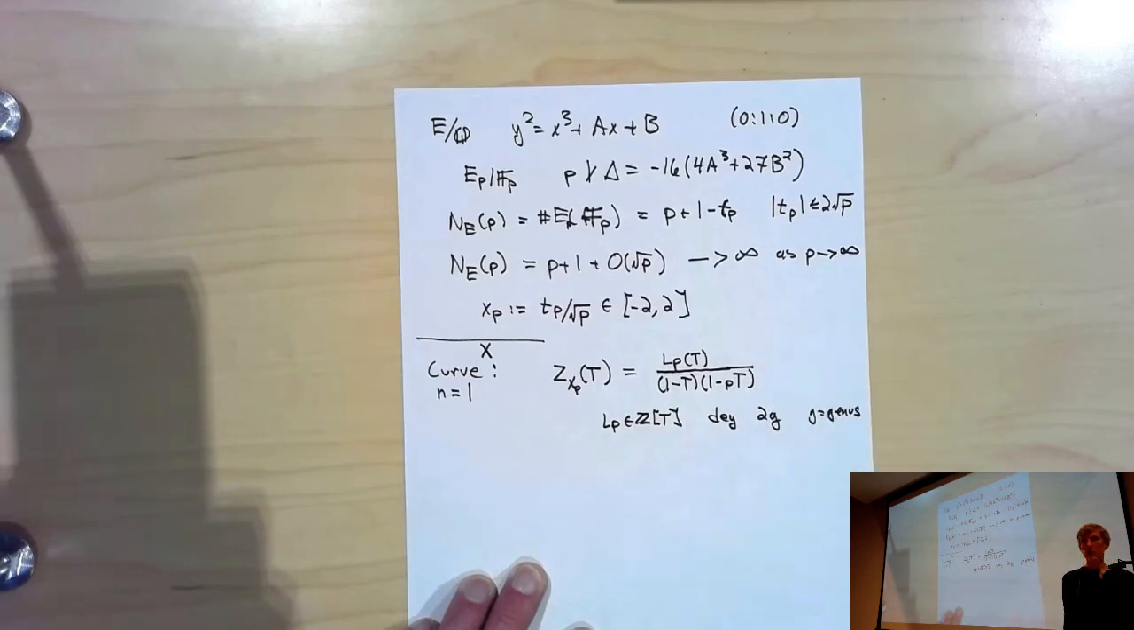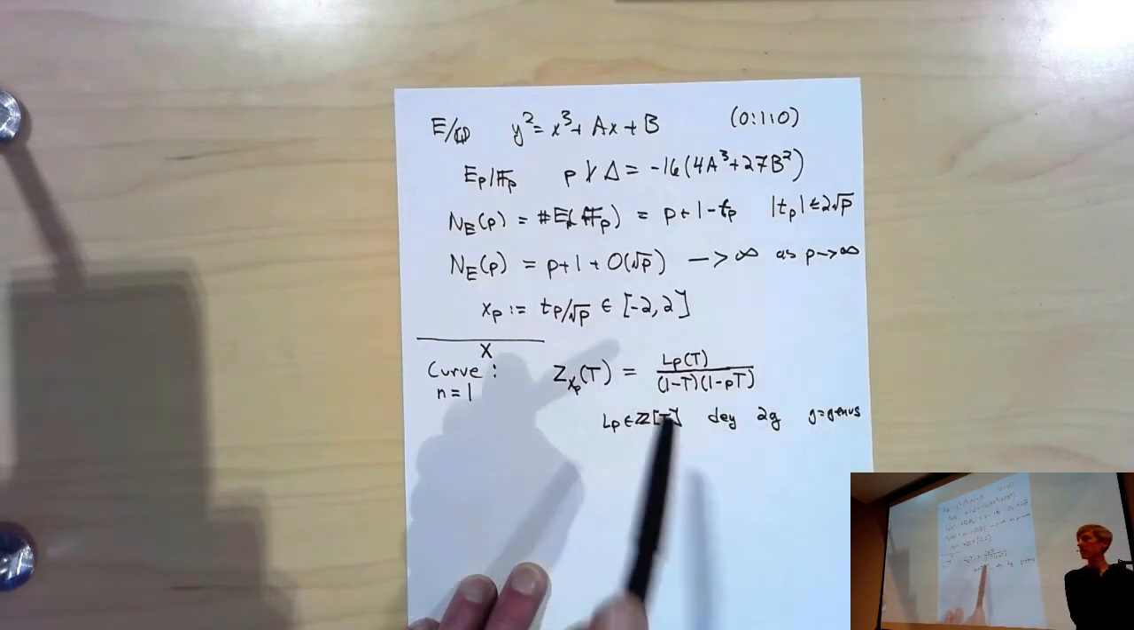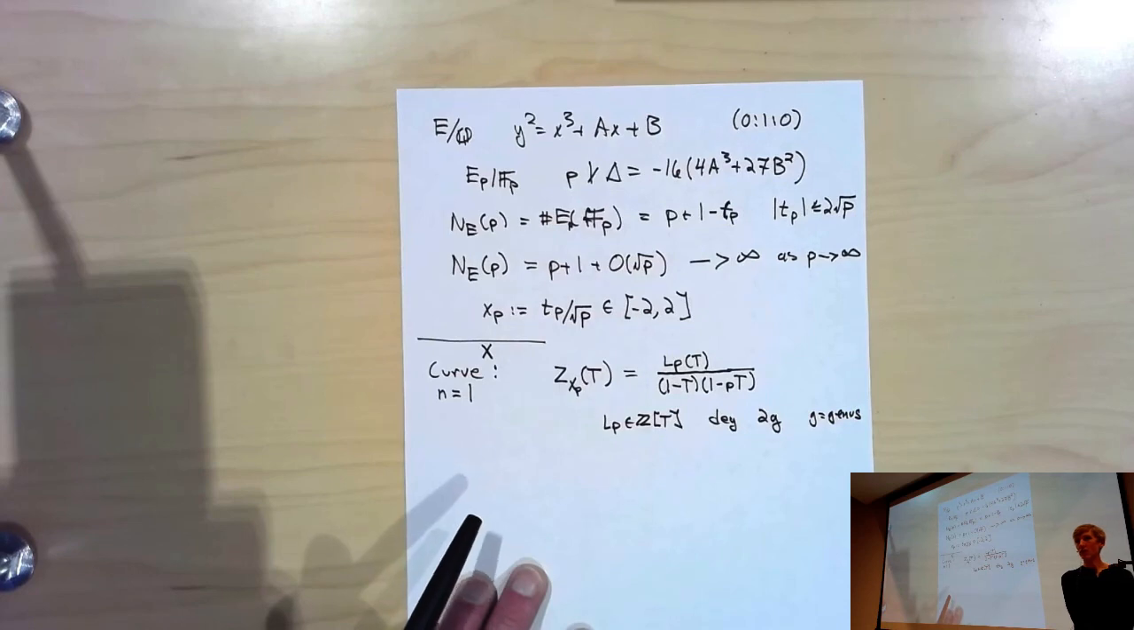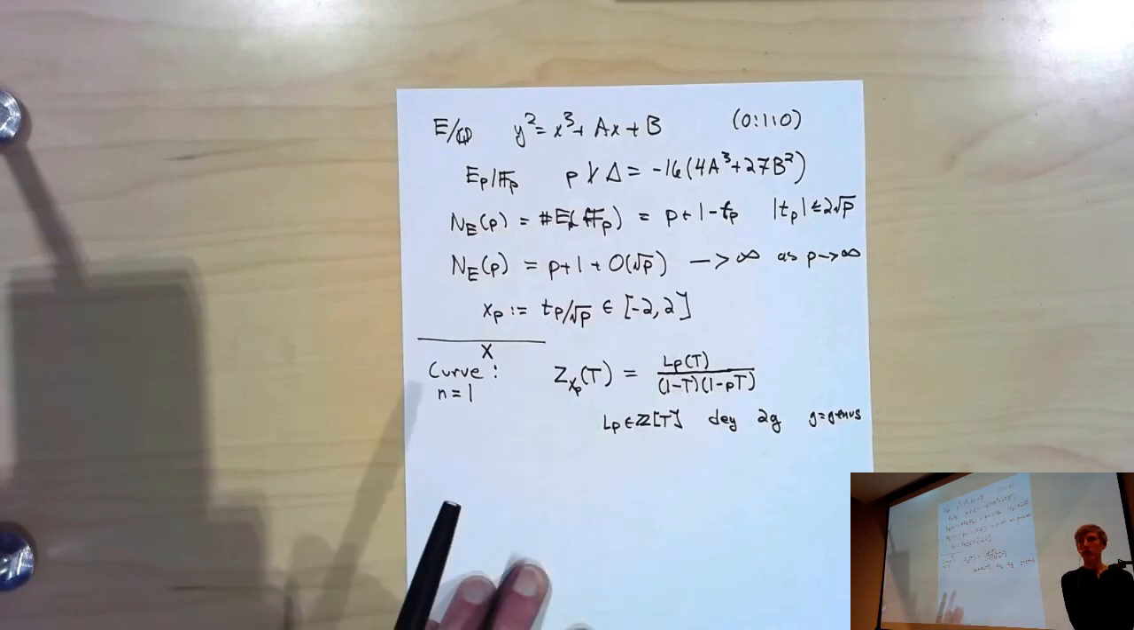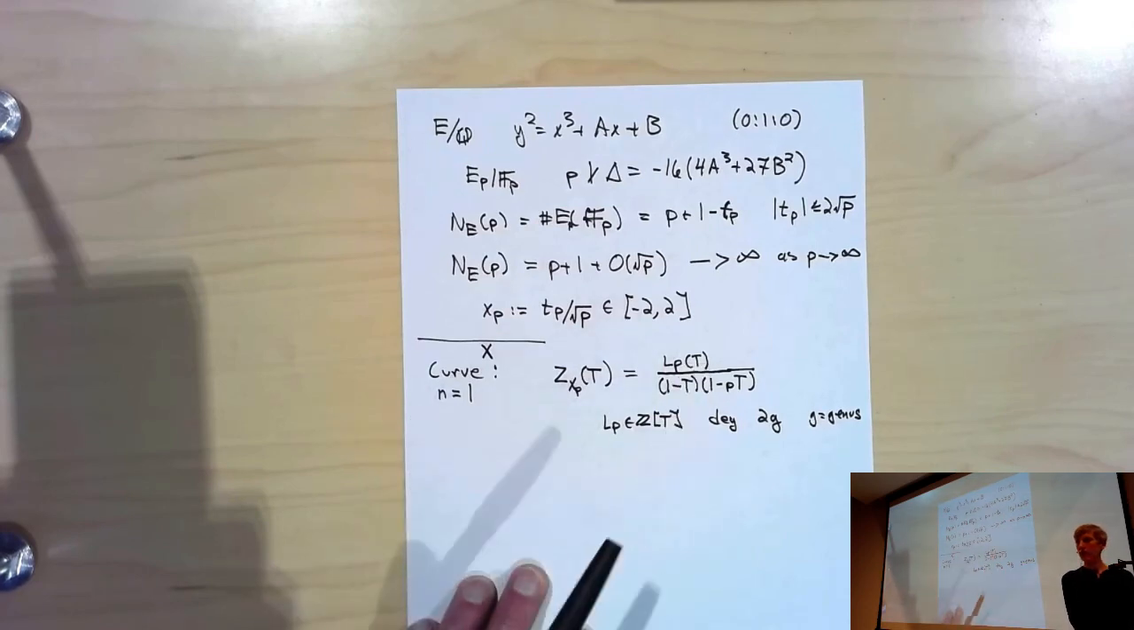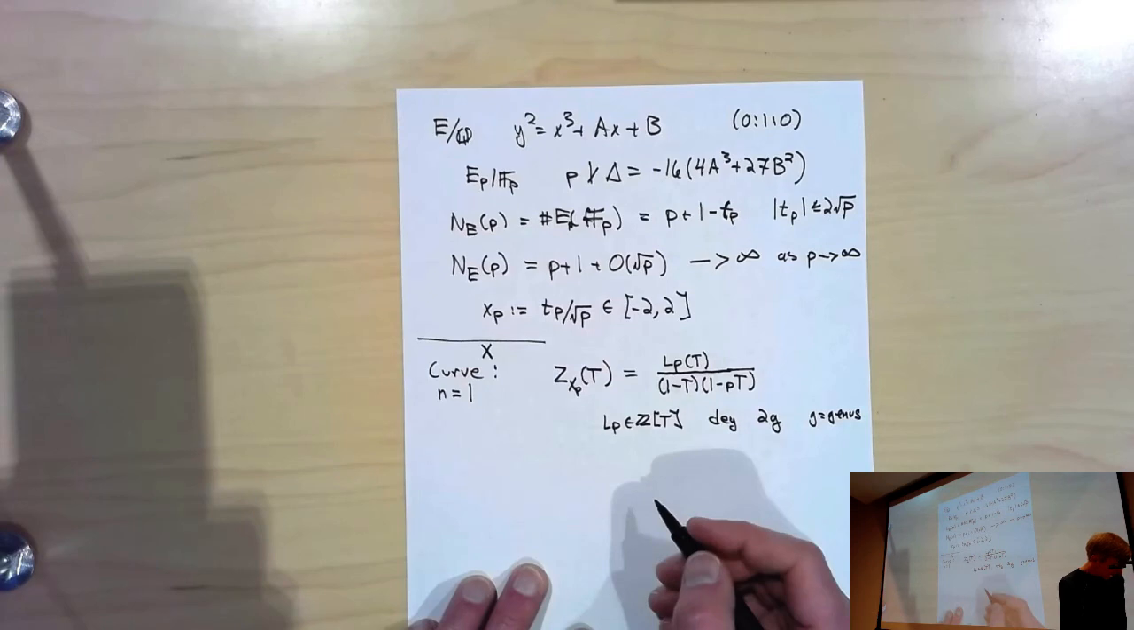And if you don't know what the genus is, you can take this as a definition. If you take a smooth projective curve, you compute its zeta function, and lo and behold, you find out it's a rational function, and the polynomial in the numerator has some degree. Divide that degree by 2, that's your genus. Okay.